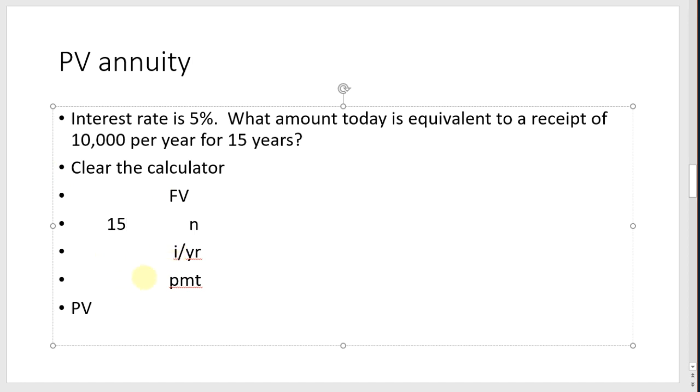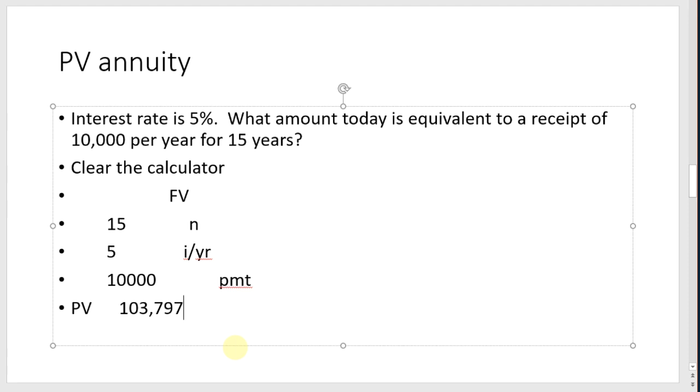Our interest per year is 5. So we want to go 5 is interest per year. Our payment amount, 10,000. So there's 10,000 for a payment. And what would that be worth today? So we're going to hit PV. We get 103,797. Okay, so in theory, this would be your amount at which you are indifferent.